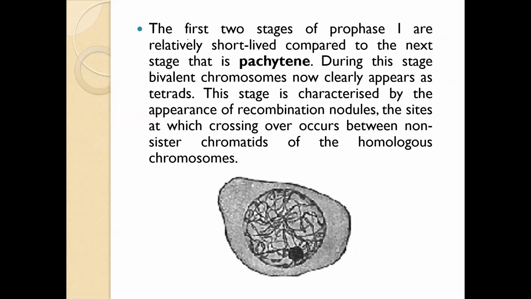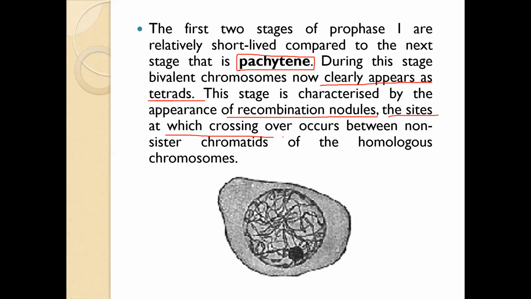Fine. So the first two stages of prophase I are relatively short-lived compared to the next stage, and we call that stage the pachytene. During this stage, bivalent chromosomes now clearly appear in tetrad form. This stage is characterized by the appearance of the recombination nodule. Recombination nodule means the starting point of recombination.